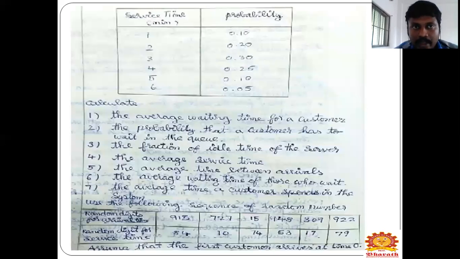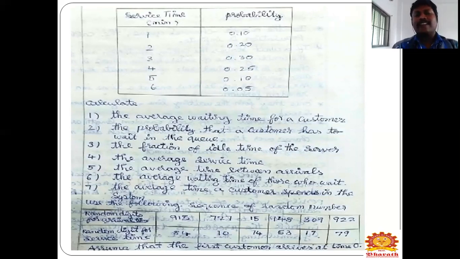Here we have a simulation with service times ranging from 1 to 6, and the probabilities have already been given. If the probability is not given, you calculate it as 1 by 6, dividing 1 by 6 to get the probability, and then you compute the accumulated probability.